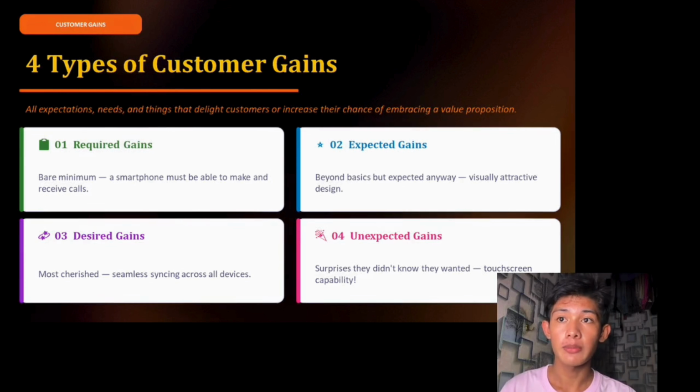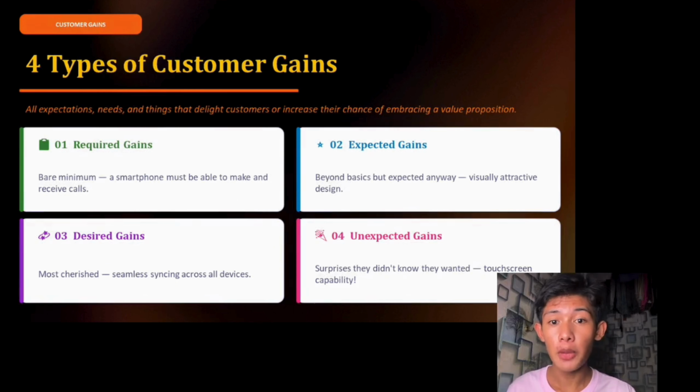Then, next po yung unexpected gains. Ito po yung potential benefits of a product or service that the customer doesn't even know until it's introduced to them po. So, before po, di ba po, ang mga cellphone natin is de-pindot. So, wala raw pong nanghihingi or nag-wish na magkaroon ng touchscreen na phone until nag-release po sila ng unang phone na touchscreen and nagustuhan po yun ng mga tao.